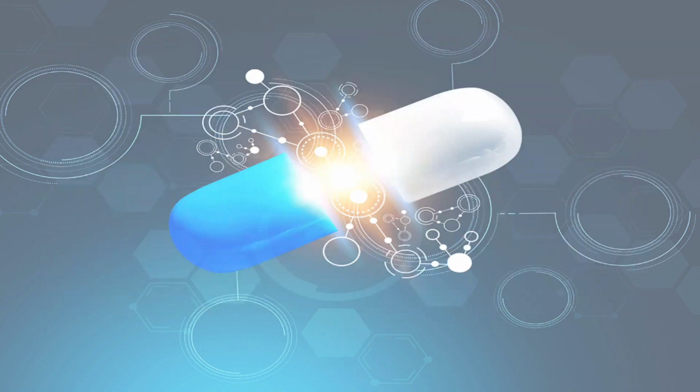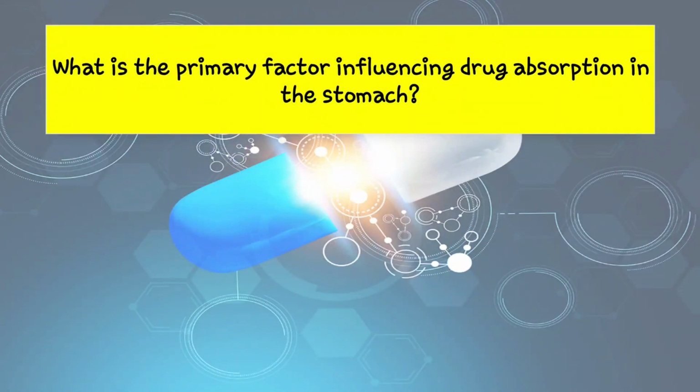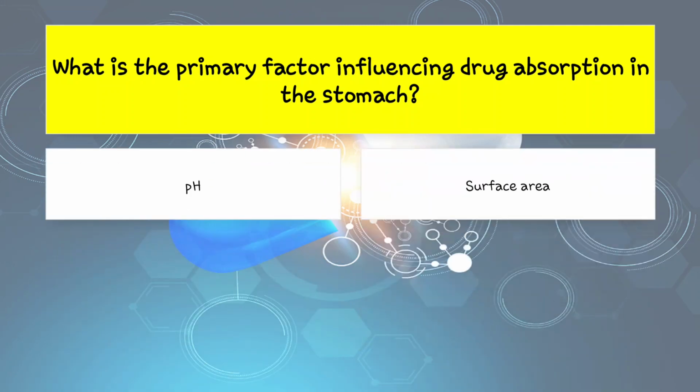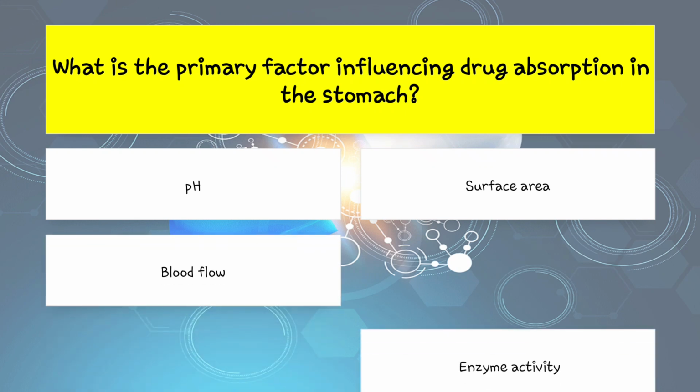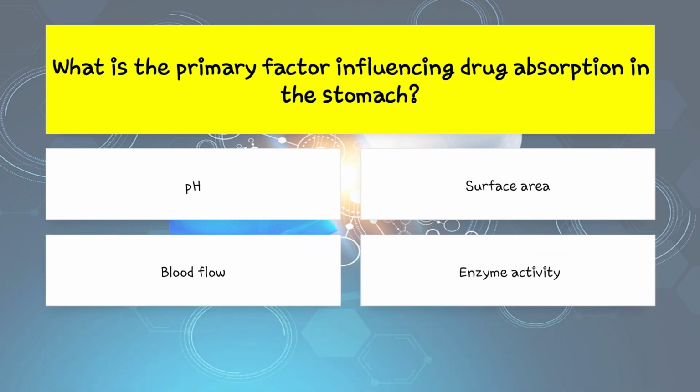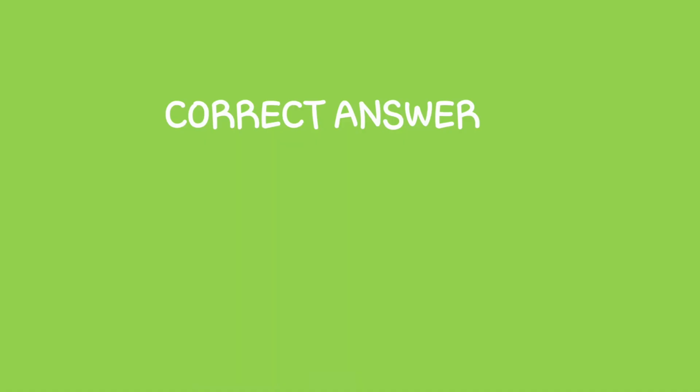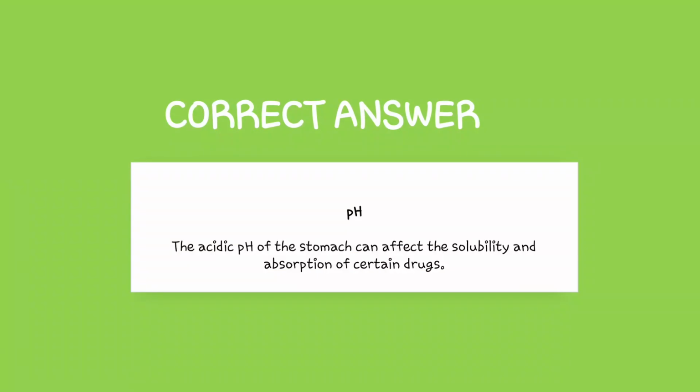The next question is, what is the primary factor influencing drug absorption in the stomach? The options are pH, surface area, blood flow and enzyme activity. Your time starts now. Stop. The correct answer for the question is pH. The acidic pH of stomach can affect the solubility and absorption of certain drugs.